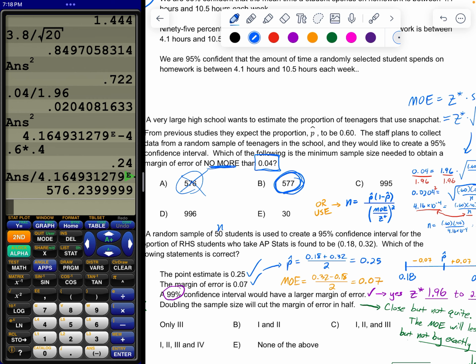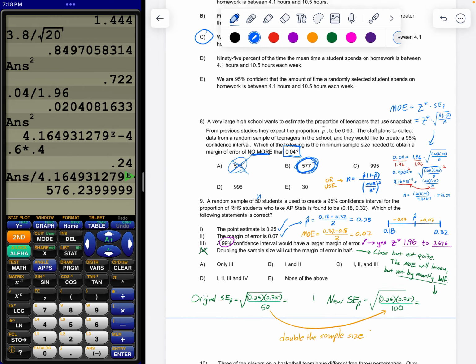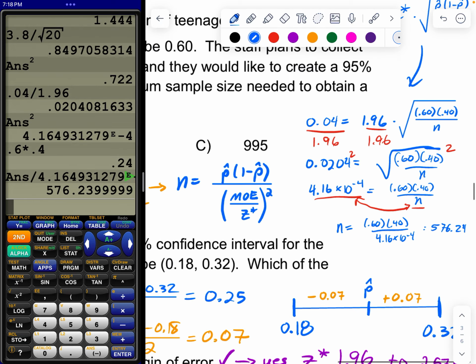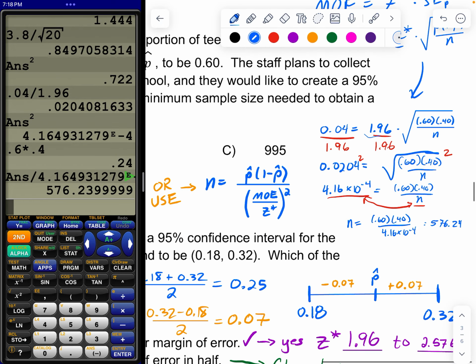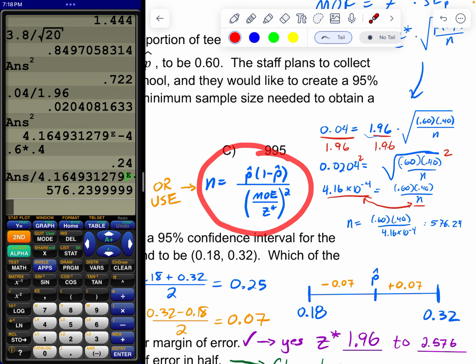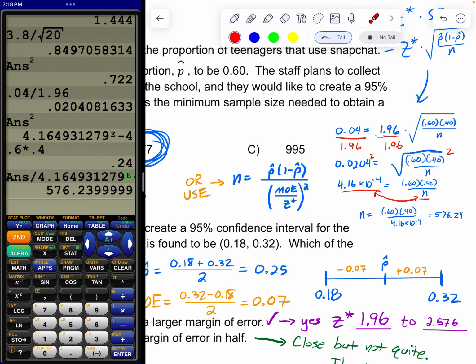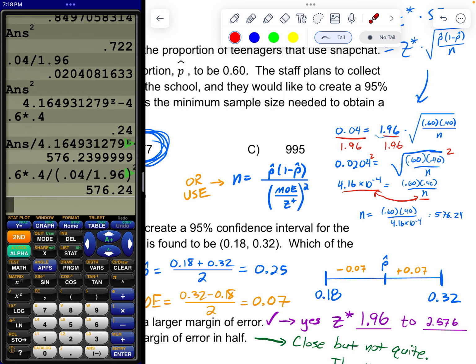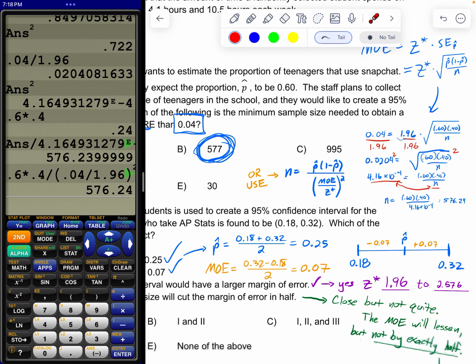My memory is faulty right now. I can't remember what I said. So you can't go down because it would make the margin of error too big. So you have to go up. All right. Also, you can fall back on this, which we talked about. And you can just do it all in one big line. So like 0.6 times 0.4 divided by margin of error, which was 0.04, divided by my z-star squared, and it's all in one line. You get the same answer.